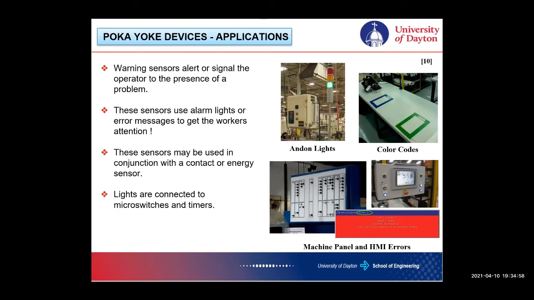The devices can be used as warning sensors to alert or signal the operator to the presence of a problem. These sensors use alarm lights or error messages to get the workers' attention. These sensors may be used in conjunction with a contact or energy sensor, and the lights are connected to micro switches and timers.